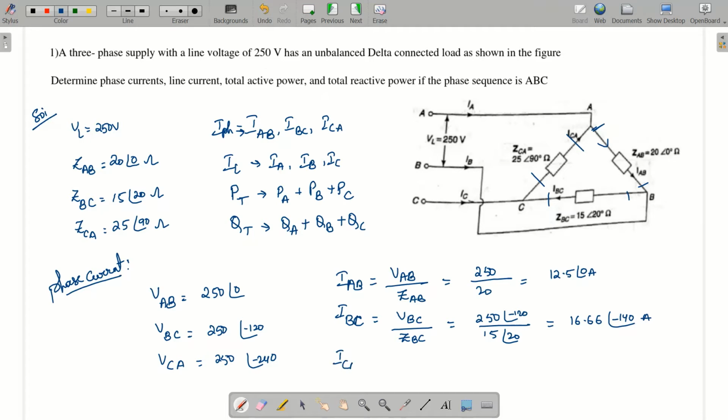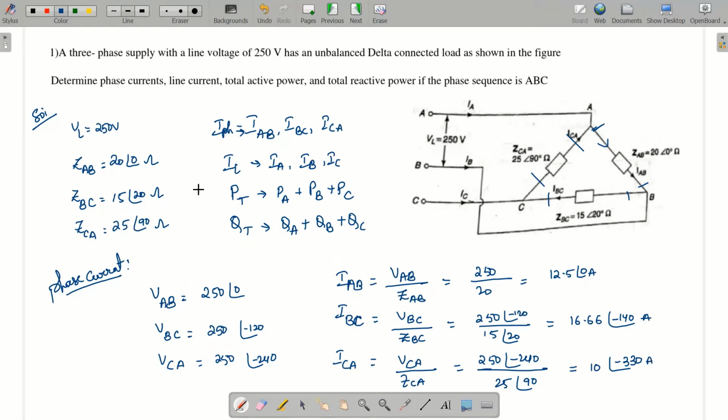Similarly, ICA equals VCA divided by ZCA. So how much? 250 at an angle of minus 240 divided by the impedance 25 at an angle of 90. So 250 divided by 25 is 10 at an angle of minus 240 minus 90, so minus 330 degrees, amperes. So we have found the phase currents.